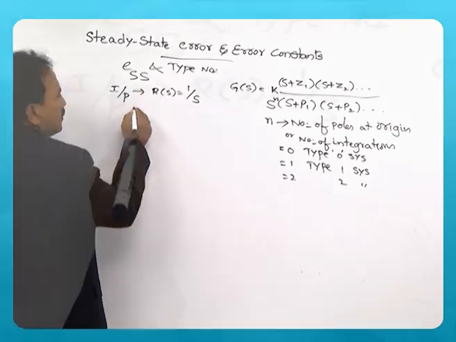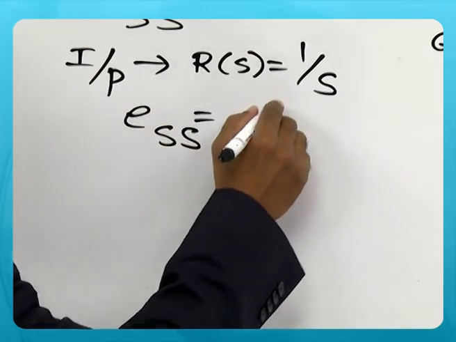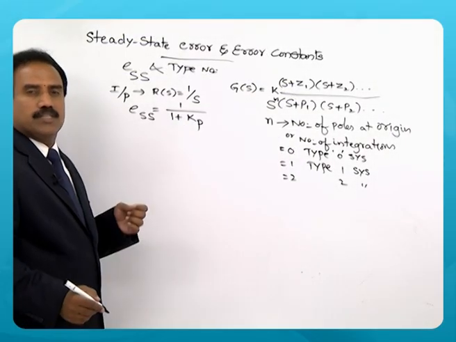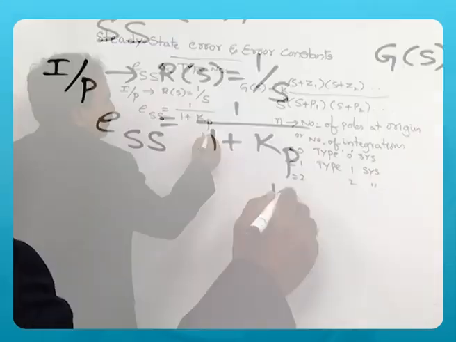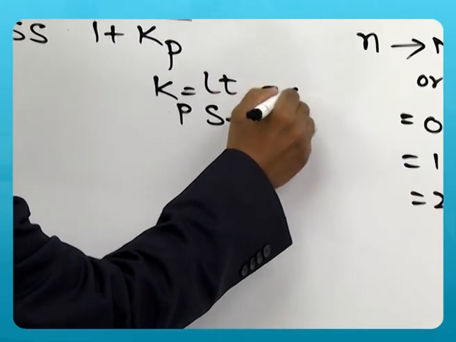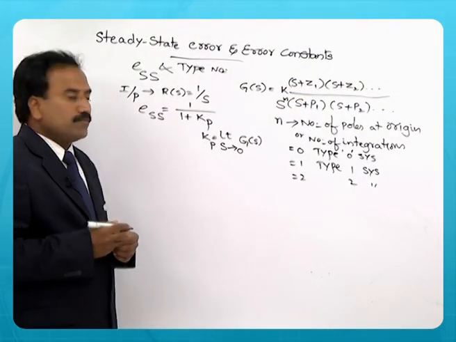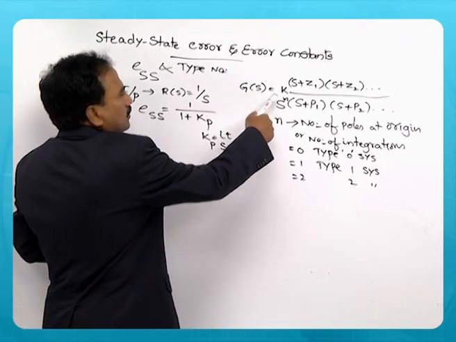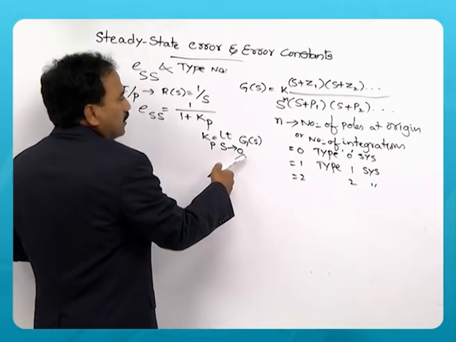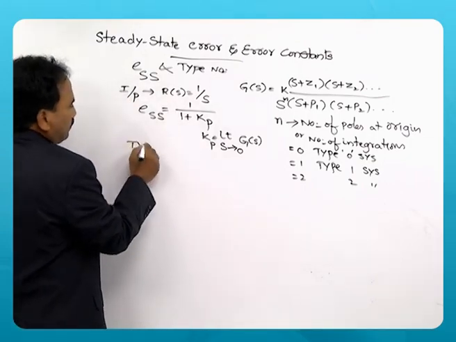So, for this the steady state error is to be calculated using the formula ESS is equal to 1 by 1 plus Kp, position error constant. This Kp is given by limit s tending to 0 of g of s. So, if you see that this g of s is given by this function generally, then if you substitute s equal to 0 in this function, assume that it is a type 0 system.